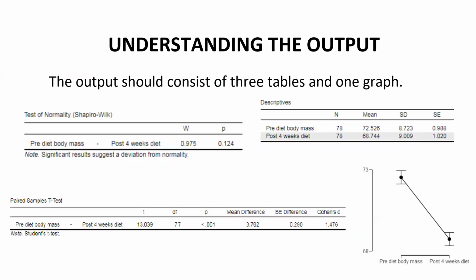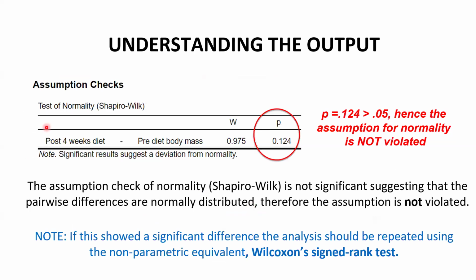Okay, now let's have the following. Okay, so to check for the test of normality, you refer to this table. Okay. Now we look at the p-value. Okay, so the p-value generated of the difference of the two scores that we have here, okay, is 0.124, which is greater than 0.05. That means here, the assumption for normality is not violated.